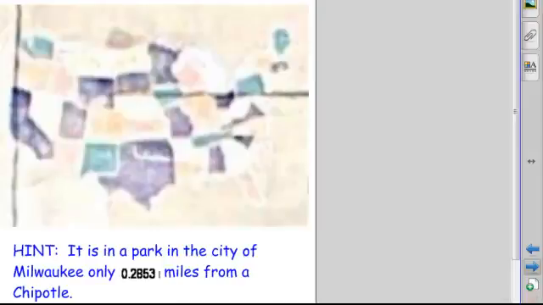Just a little interlude here. Where is this map of the U.S.? It is somewhere in a park in the city of Milwaukee, only 0.2853 miles from Chipotle.